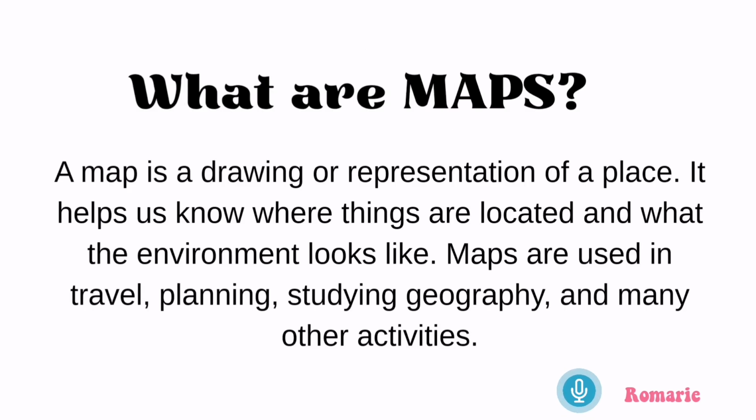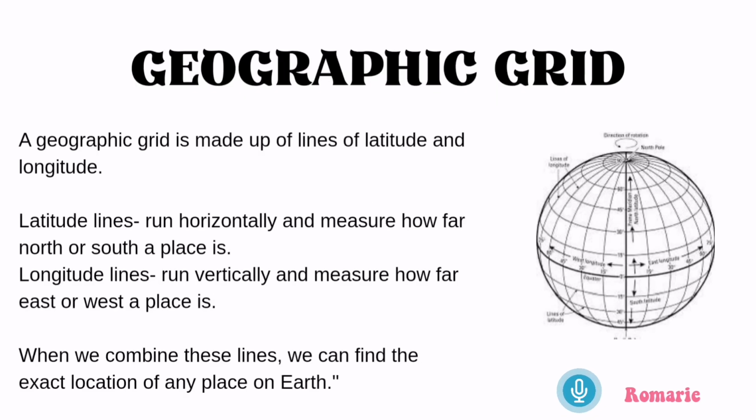Lastly, a geographic grid. A geographic grid is a grid that is made up of lines of latitude and longitude. Latitude lines run horizontally and measure how far north or south a place is. Longitude lines run vertically and measure how far east or west a place is. When we combine these lines, we can find the exact location of any place on Earth.